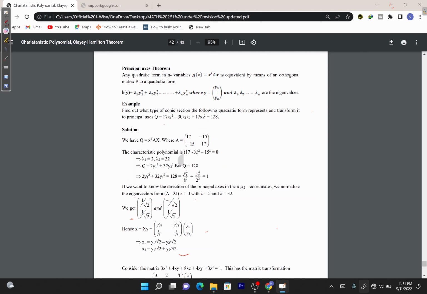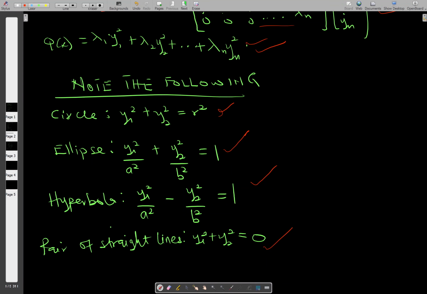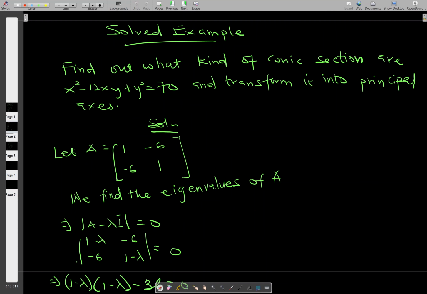Let's consider another example. You can pause your video and try your hand on this question. We have to find out what kind of conic section this is. We have this quadratic form, x squared minus 12xy plus y squared equals 70, and we have to transform it into the principal axis.